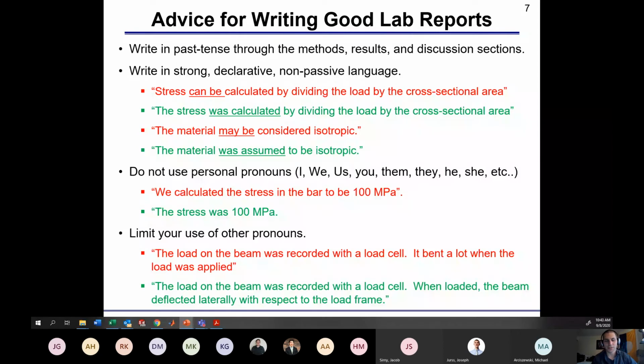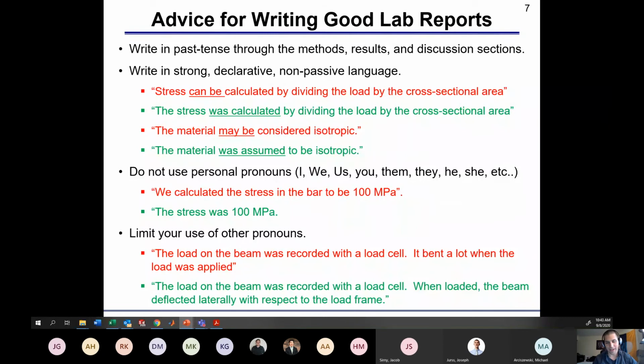Okay, if you've worked in the lab or done an experiment, you want to talk about what you did in the past. So we measured this. We dropped a 5-gallon bucket from the roof and it smashed this egg. All past tense. Okay, this is what you did very clearly. All right. The methods, results, and discussion sections, that's where it's applicable.